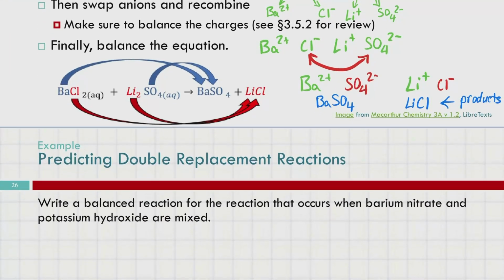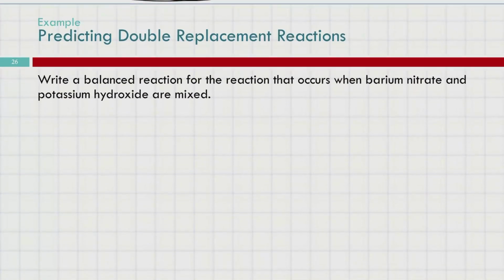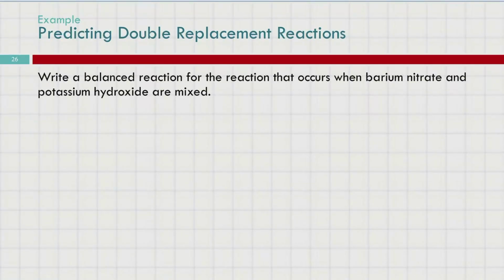All right, let's see one in action. This is an example of something you might be given on an exam. Write a balanced reaction for the reaction that occurs when barium nitrate and potassium hydroxide are mixed. So we have to suss out what those names mean. Barium is Ba. It'll form a 2+ charge when it forms an ion. Nitrate is NO3 with a 1- charge.